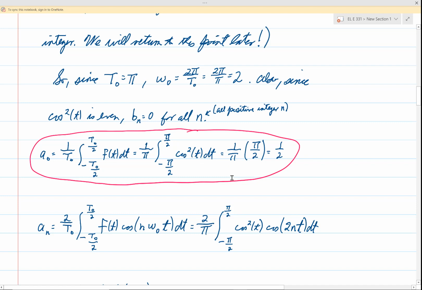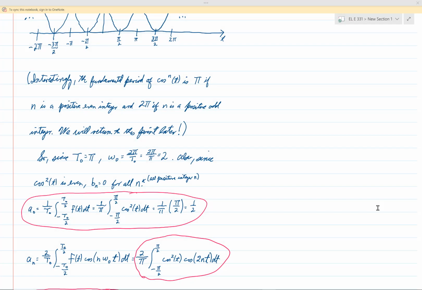And if you look at Wolfram Alpha, or wherever you like to go to do these kinds of integrals, you'll get this. The 1 over pi term we bring over, and the value of this integral is pi over 2. And so 1 over pi times pi over 2, we get 1/2. So a naught is equal to 1/2.